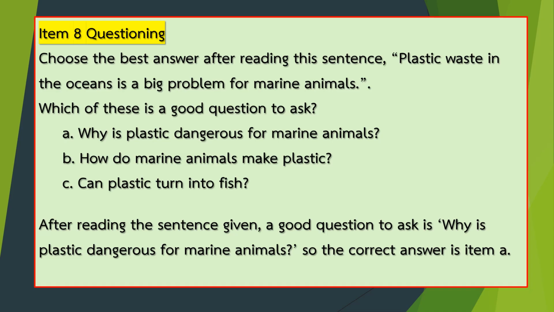Item 8. Questioning. Choose the best answer after reading this sentence. Plastic waste in the oceans is a big problem for marine animals. Which of these is a good question to ask? A. Why is plastic dangerous for marine animals? B. How do marine animals make plastic? C. Can plastic turn into fish? After reading the sentence given, a good question to ask is, why is plastic dangerous for marine animals? So the correct answer is item A.